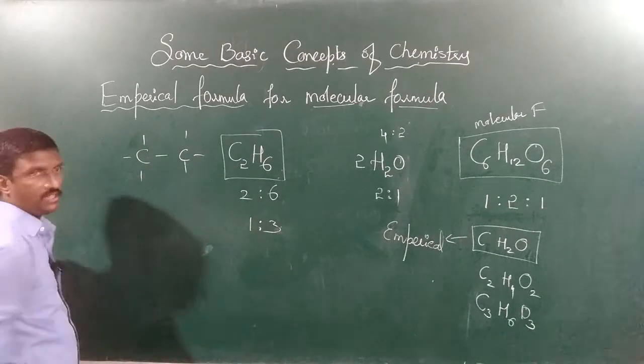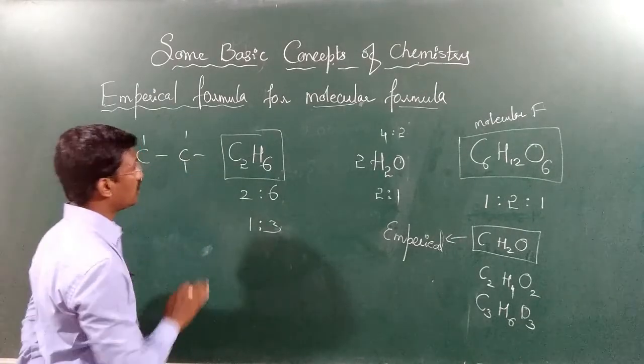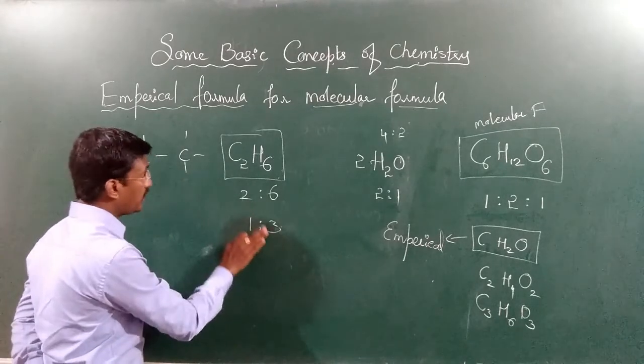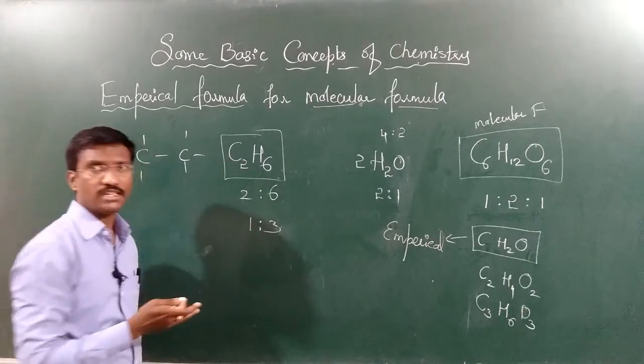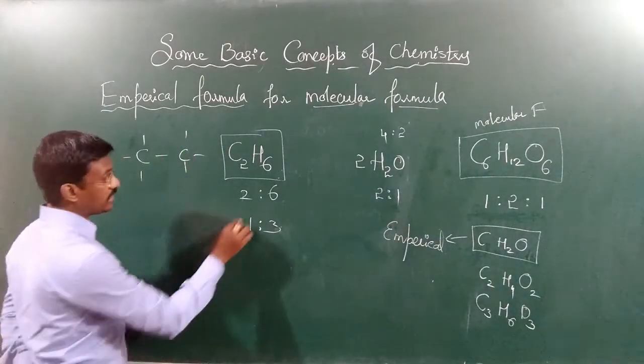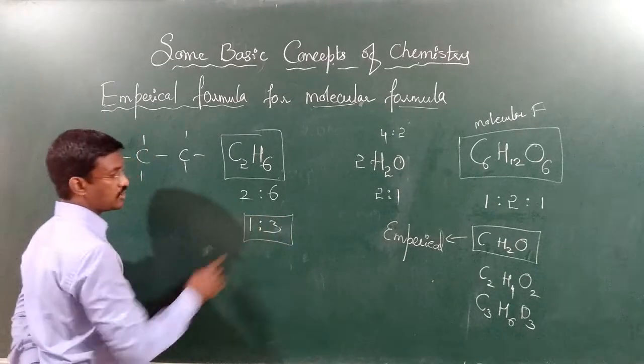This is called ethane. So ethane has the molecular formula where carbon and hydrogen are in the ratio 1:3. The ethane formula is this one. We know it is ethane, but we don't know what compound is given. But they will simply give you the percentage 1:3.